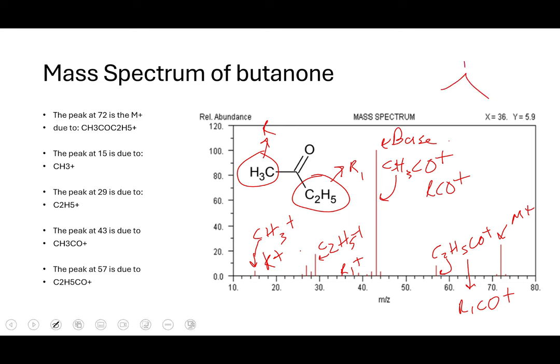So if we have a carbonyl bond like this, this is the R side, this is the R1 side. R and R1 is just to distinguish between our methyl group in this case and our ethyl group in this case. So we can have an ethyl group by itself, our ethyl group combined with our carbonyl group, or a methyl group, or a methyl group combined with our carbonyl group. And these all are molecular ions.